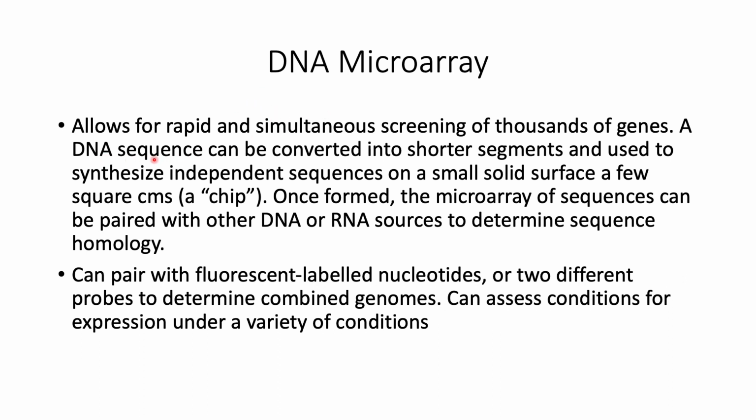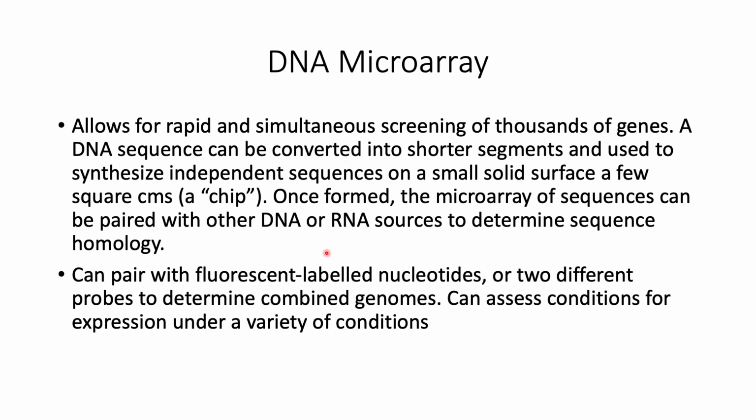You can take a DNA sequence, convert it into shorter segments, and then synthesize independent sequences on a small solid surface, such as a chip. Once formed, that microarray of sequences can be paired with other DNA or RNA sources to determine sequence homology. So you can have a solid matrix with DNA sequences. You can produce a homogenate of DNA sequences to find out if you have attachment or recognition of a specific DNA sequence to your template, which has a certain characteristic.